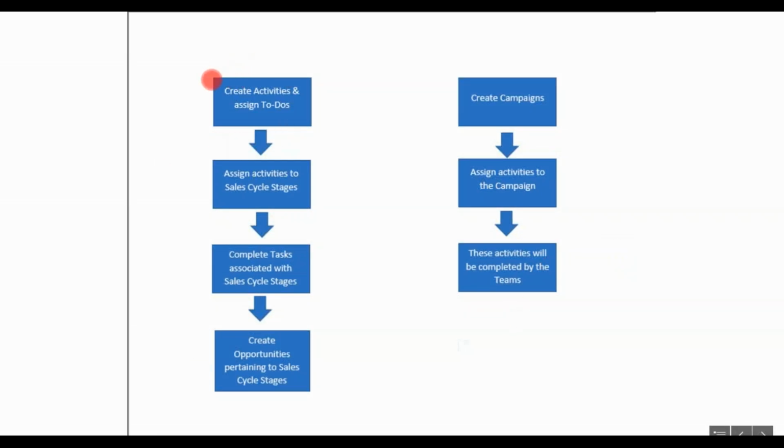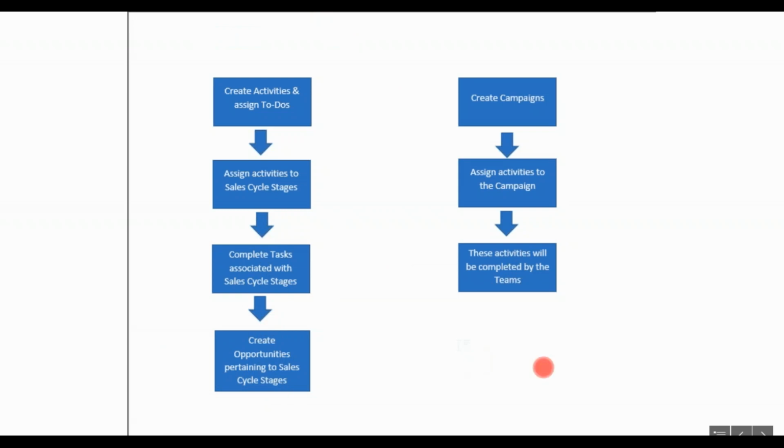the very first thing we are going to do is create activities and assign to-dos to activities, which are called tasks. After creating activities, we will assign these activities to sales cycle stages. After assigning them to sales cycle stages, we can complete these activities from the sales cycle stages itself, and then we can create opportunities pertaining to the sales cycle. This is the very first demonstration which we are going to conduct.